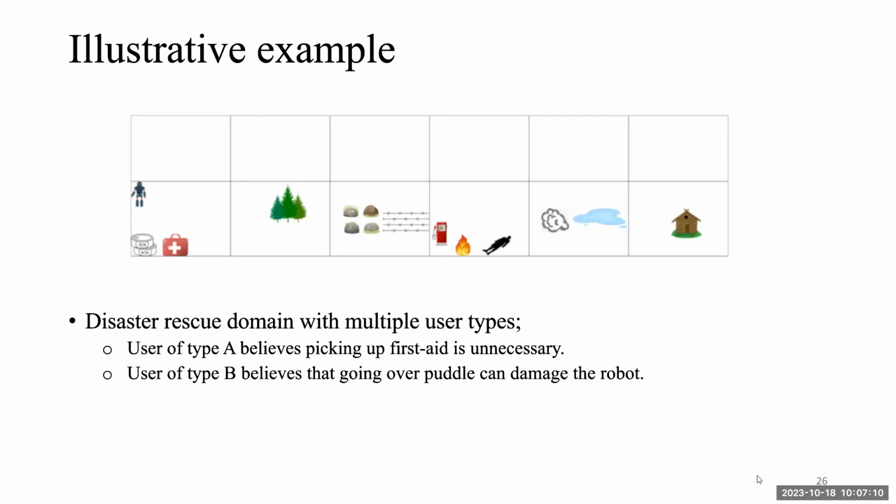This is a crude example, so it doesn't work exactly here, but let's say this is what the agent can do. Let's say it picks up this first aid kit but doesn't give an explanation. The user will then say, oh yeah, why didn't you pick up this?